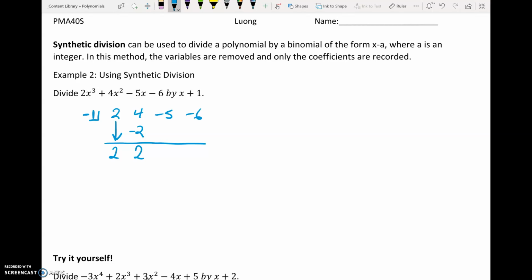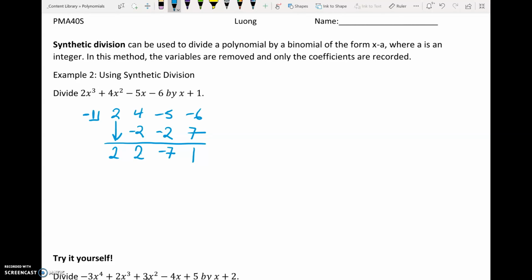Then I'm going to repeat that process. 2 times negative 1 is negative 2. Combine negative 5 and negative 2, that's negative 7. Multiply negative 7 and negative 1, that's positive 7. Combine 7 and negative 6, and that's 1. And believe it or not, we are actually done. We just need to write down the final answer.